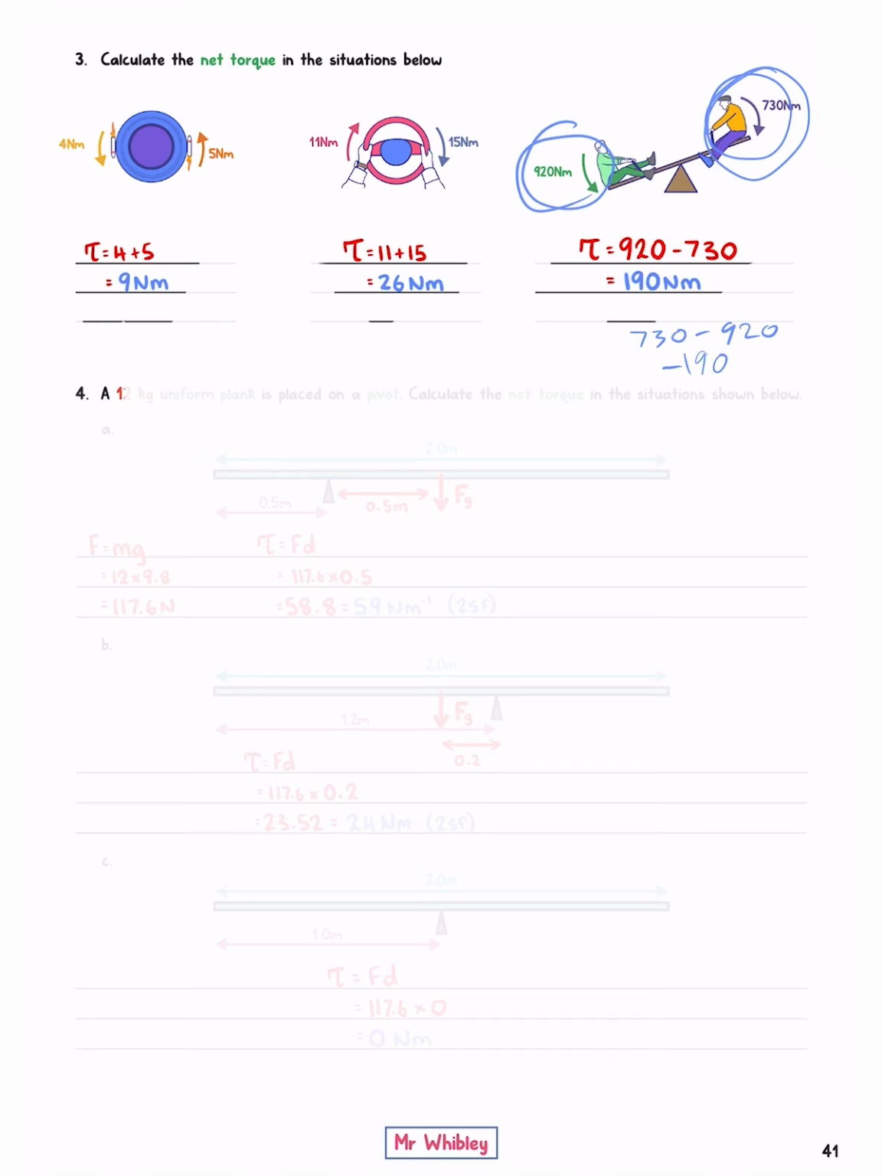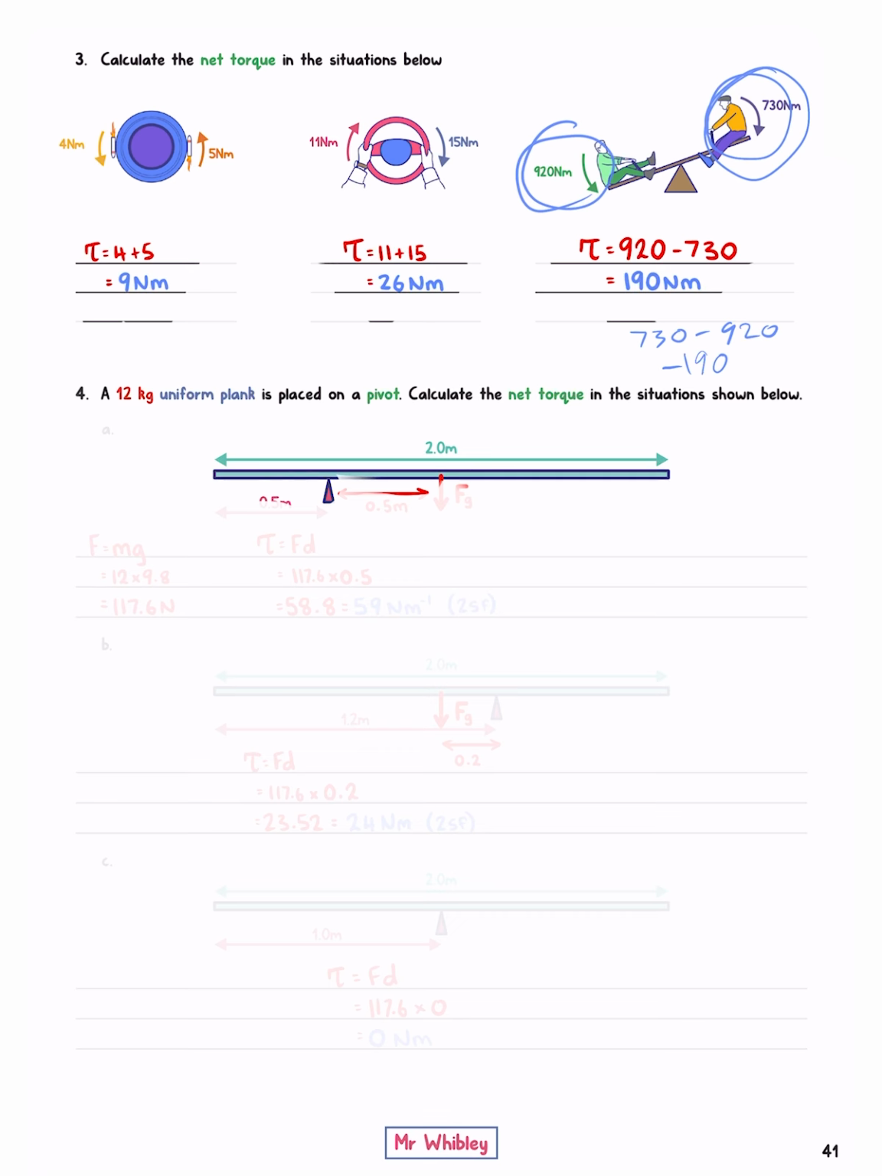Question 4. A 12 kilogram uniform plank is placed on a pivot. Calculate the net torque in the situations shown below. We have our plank, which is 2 meters long, and we have a pivot, which is 0.5 meters from one end. Because the gravitational force from the weight of our plank acts from the middle of the plank, it must be 1 meter from the end, which means that the distance to our pivot is 0.5 meters.